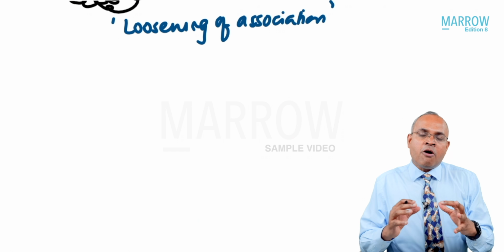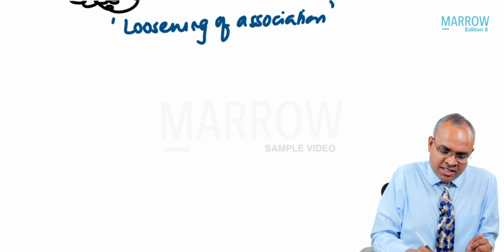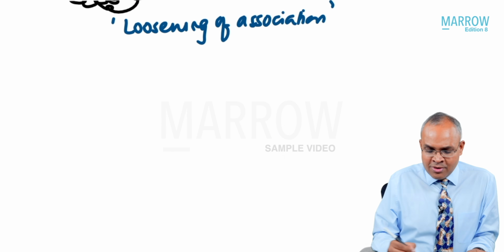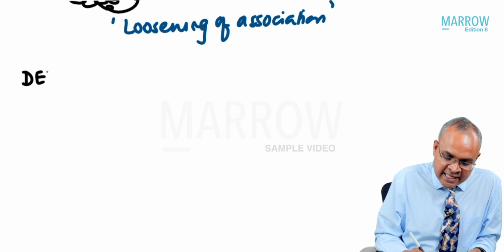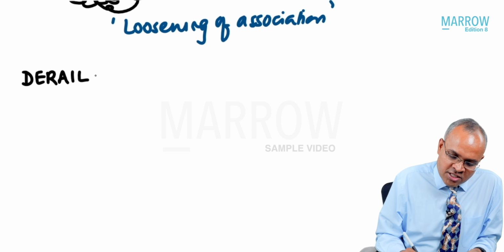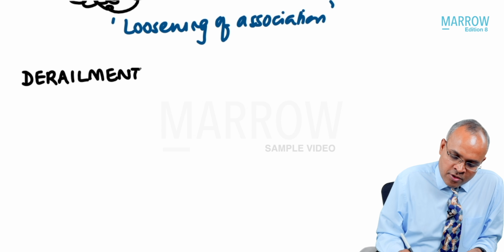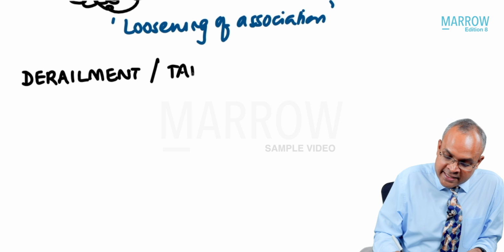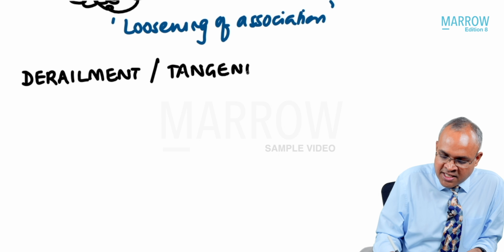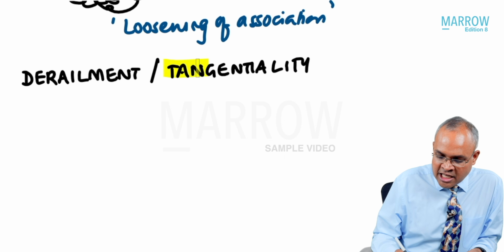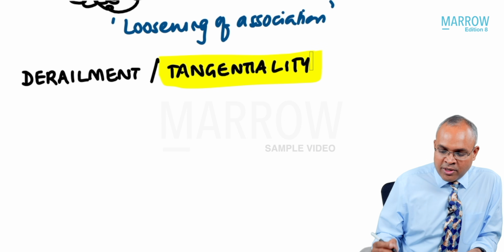When you're talking about formal thought disorder or loosening of association, one important point you should know is there is this concept called derailment which happens. You should also remember the other term called tangentiality, very commonly asked in exams. What is this tangentiality or derailment? Especially tangentiality comes in MCQs quite frequently.